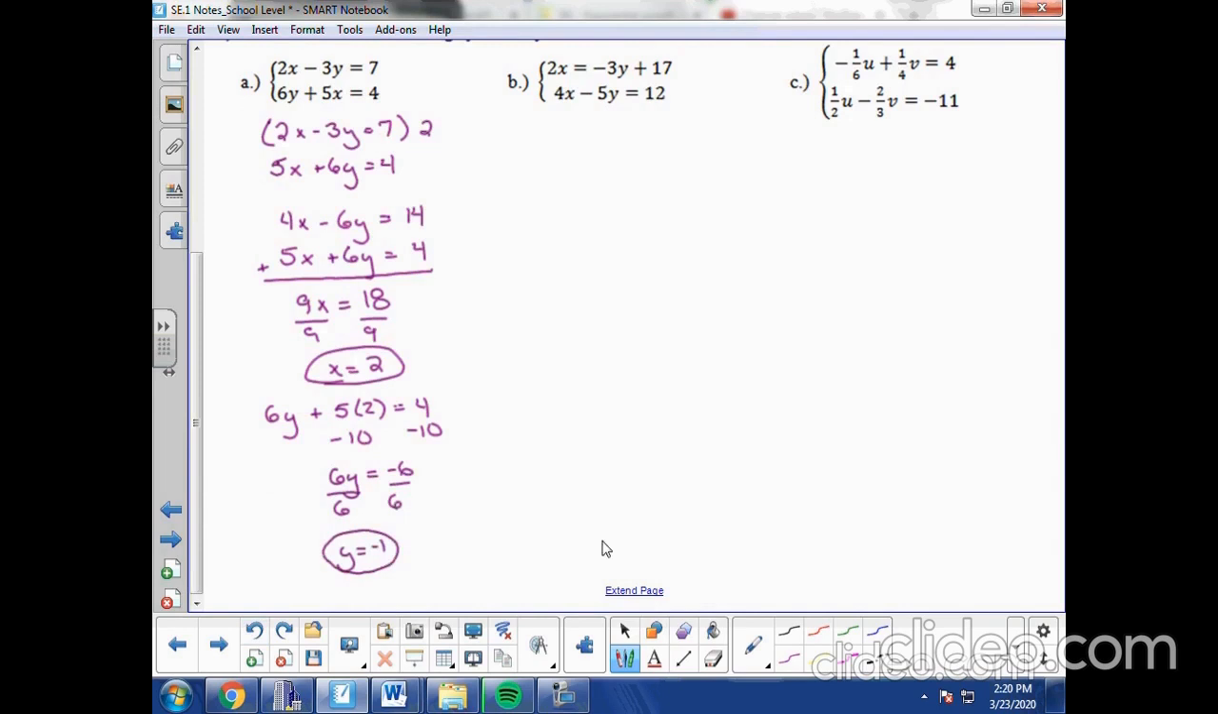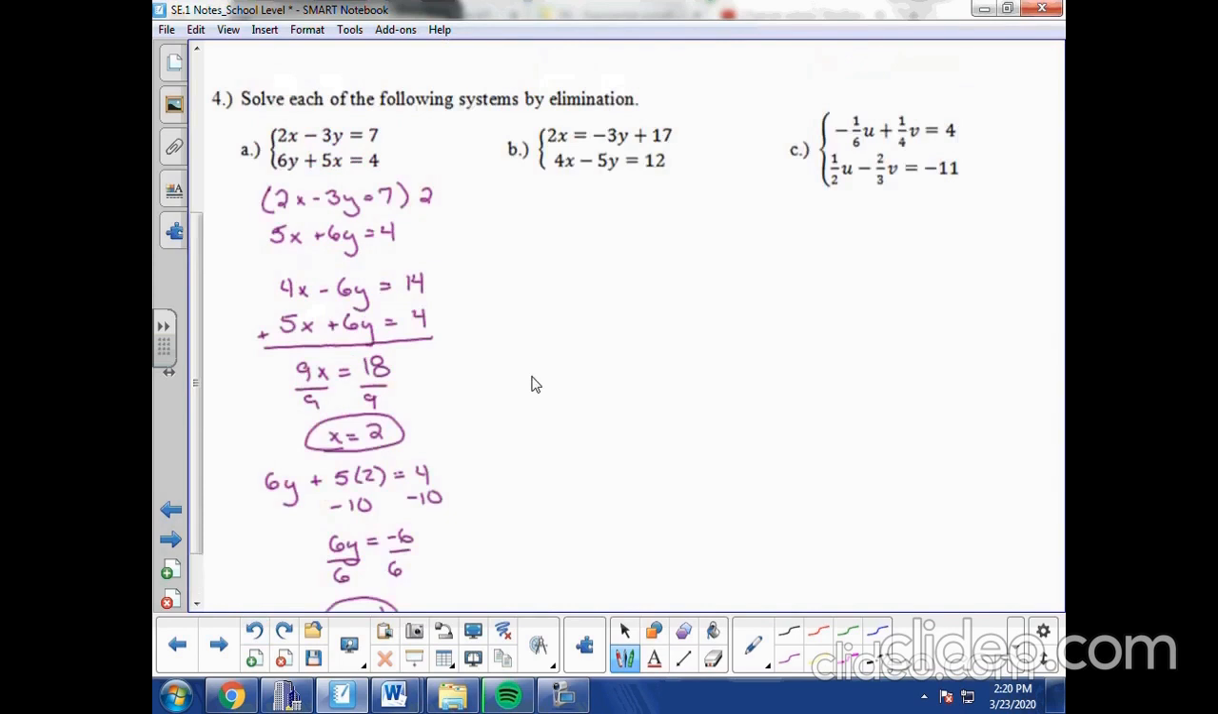So here we multiply the equations by sometimes both equations by the same number, sometimes an equation or both equations by a different number to get some of those variables to cancel out when we add the equations together. Let's take a look at B.